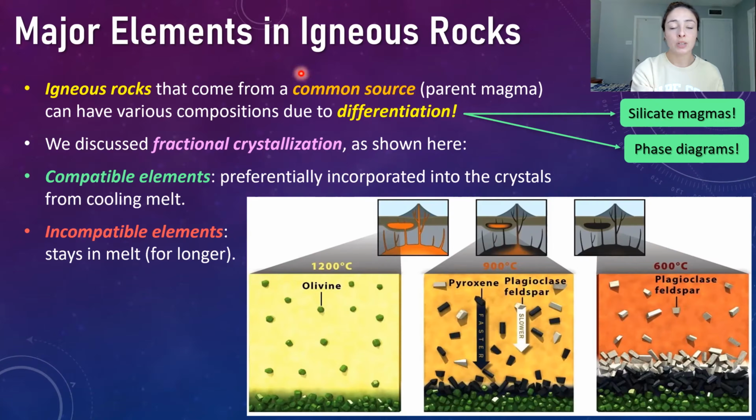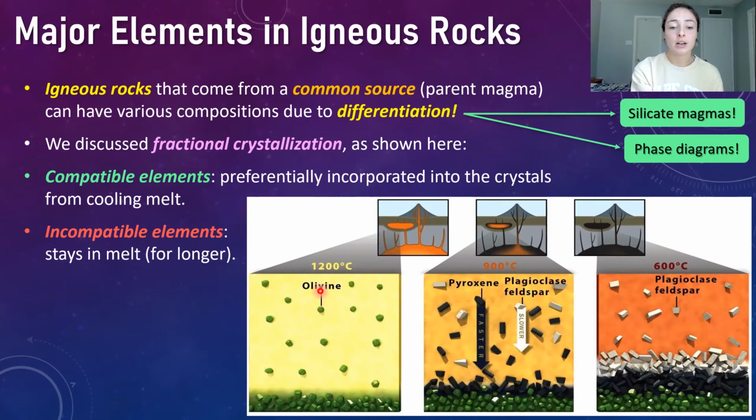This gets into what we're going to be talking about in this video, which is the chemistry of igneous rocks controlled by major elements that are incorporated into the crystallizing crystals. And what elements these are depends on whether they're compatible or incompatible, which depends on things that we'll get to later in the video. But the general gist of what a compatible element is, is that it's preferentially incorporated into the crystals that are forming from the cooling melt.